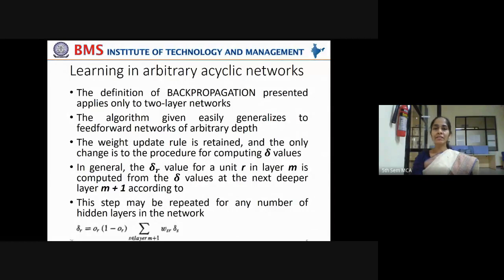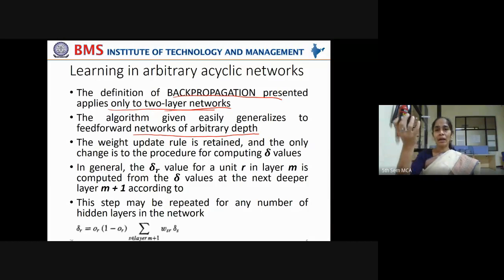Now, learning in arbitrary acyclic networks, how it is performed. The definition of backpropagation presented applies only to two-layer networks. But irrespective of this, it has been found that in practical applications, the backpropagation algorithm, though it works with two layers, works very, very well. But the drawback is that this backpropagation algorithm applies to only two layers of the network. The algorithm given easily generalizes to feed forward networks of arbitrary depth. Though it is applying only for two-layer networks, this can be generalized. This can be applied with little modifications to feed forward networks with arbitrary depth.